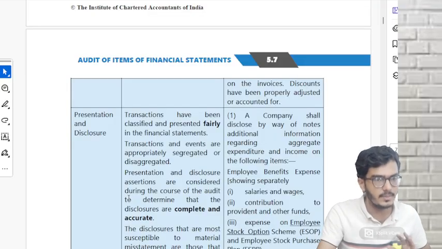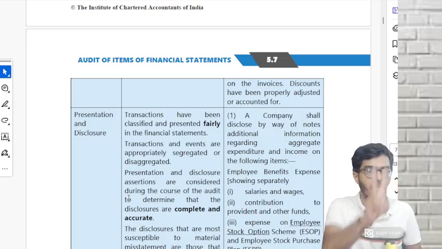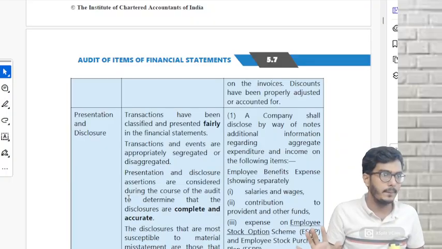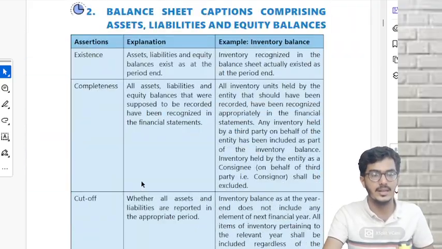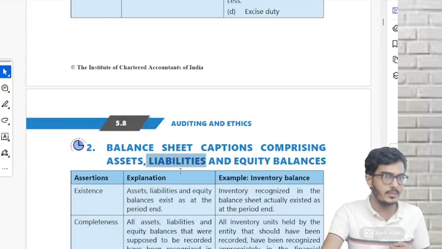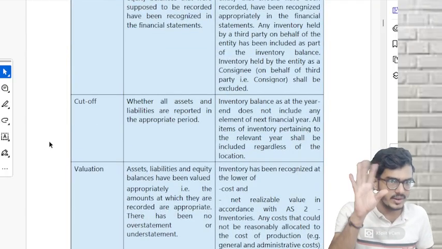Understood? The assertion based question was asked in the January attempt also, and in the September attempt also. Every attempt, 2 to 4 marks will come. No need for any hard work. Smart work is required. Then what is the second one? They have given it for balance sheet items also. Similarly for balance sheet items they have given. Simple. 4 marks worth are given from chapter 5.